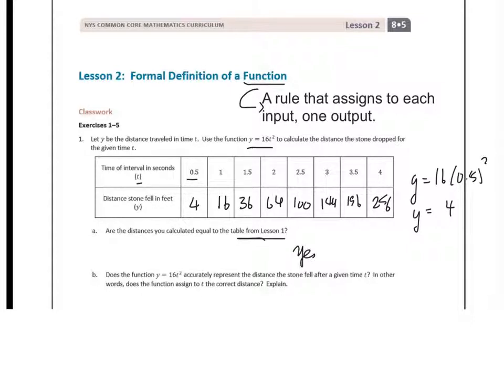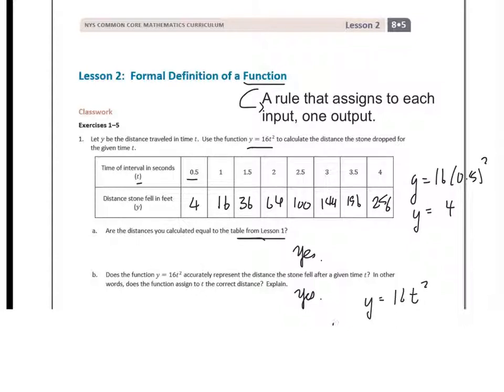And is this going to be accurate? Explain. We talked about this a little bit, and we also said yes to this. Again, functions have predictive value. So when we have this rule or equation that says 16 multiplied by t squared, it's going to help us find the distance.